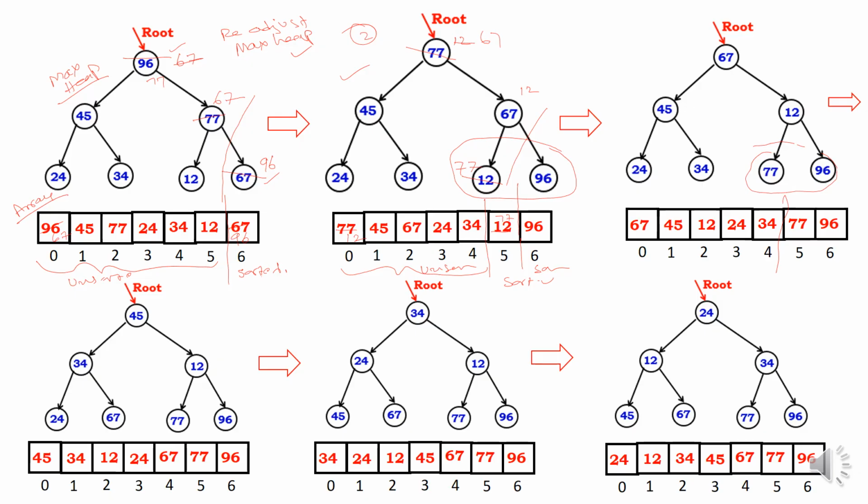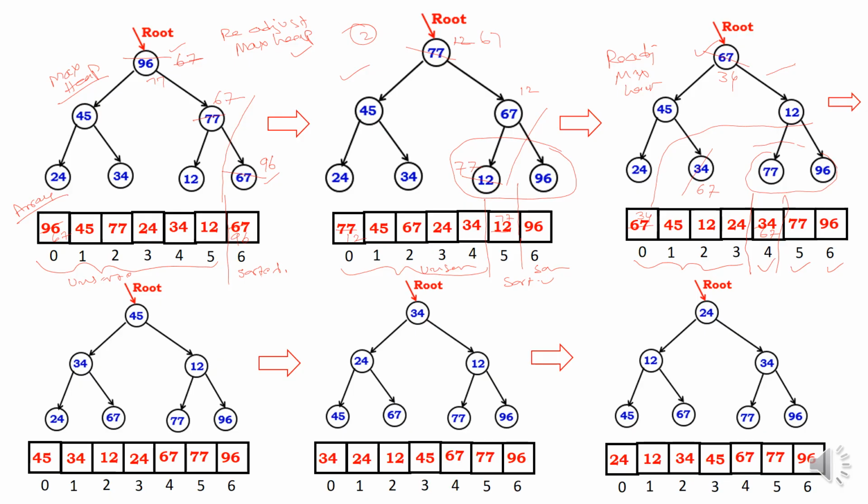67 is the largest element and it is swapped with the last element of the heap, 34 and 67. So 67 is made the last element, and here you'll get 34. See, three elements have been sorted, 67, 77, 96. Remaining four elements are there. Again, these four elements readjust to make it max heap.